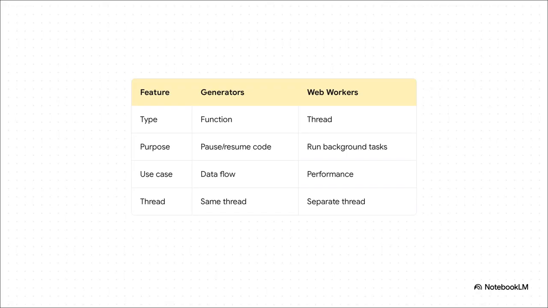A generator at its heart is a function. A web worker, on the other hand, is a whole separate thread. A generator's whole purpose is to pause and resume for control, while a web worker's purpose is to run in the background for performance. This means you use generators for managing data flow, and you use web workers for that heavy lifting. And, of course, the biggest difference of all, generators stay right there on the main thread, while web workers get their own.